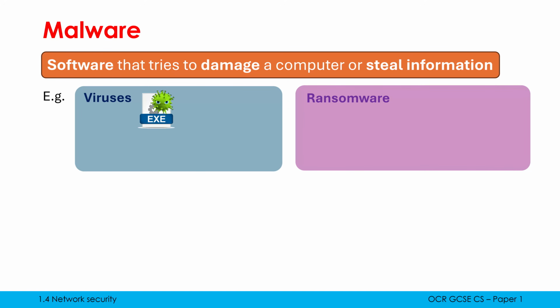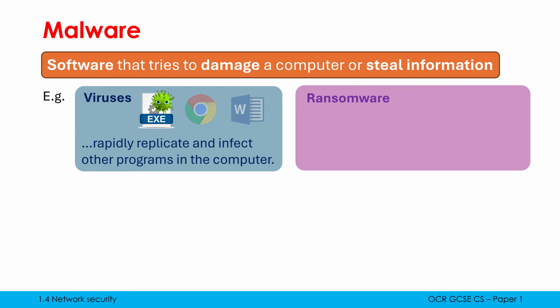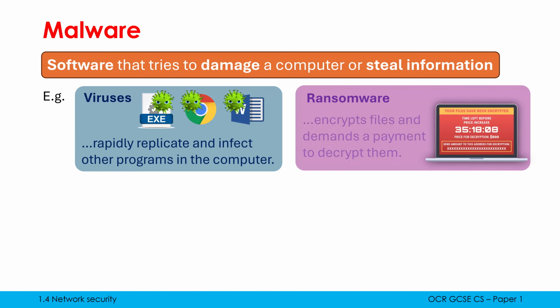A virus will infect itself in a host program. When that host program is run, the virus will rapidly replicate and infect other programs in the computer. So while it's causing some damage or stealing information, it's also spreading much like a real virus. Ransomware holds the user to ransom by encrypting files on the computer and then demanding a payment to decrypt them. I don't need to know those by name, but they are 2 examples of malware.